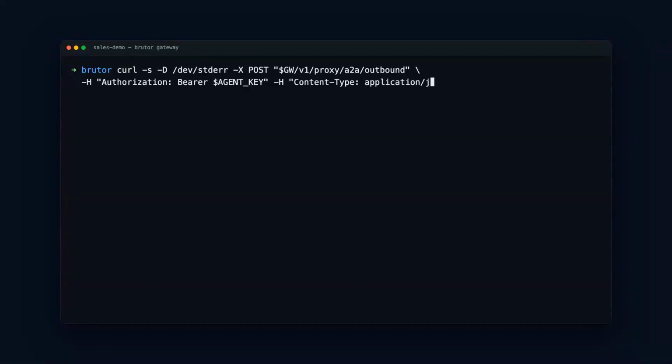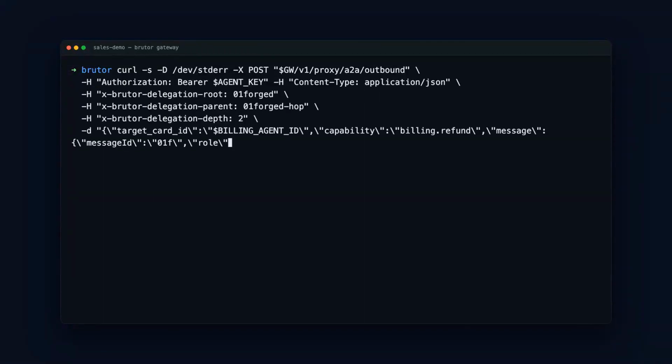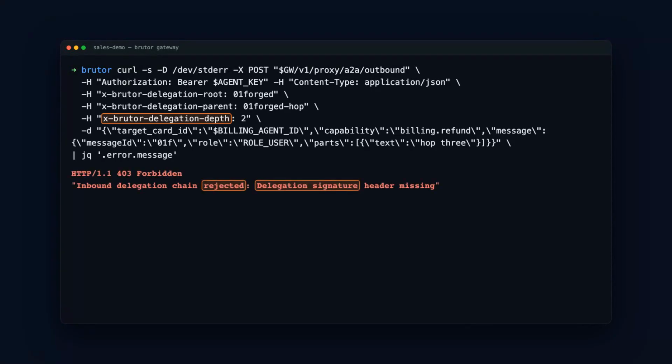And the chain itself is cryptographic. Every hop the gateway makes carries signed delegation headers. The root task, the parent hop, the depth, and an HMAC signature under the tenant key. Watch what happens to a forged chain. Delegation headers with no valid signature are rejected outright. A peer cannot claim this came from the root, and the system's depth cap, 2 for this system, is the circuit breaker that stops a buggy or hostile mesh from recursing forever.